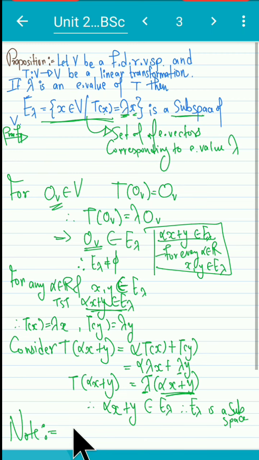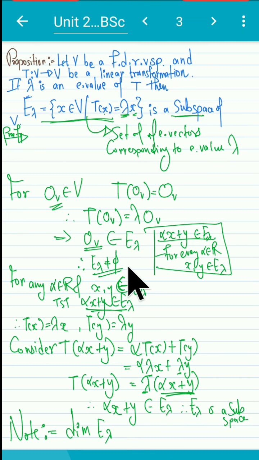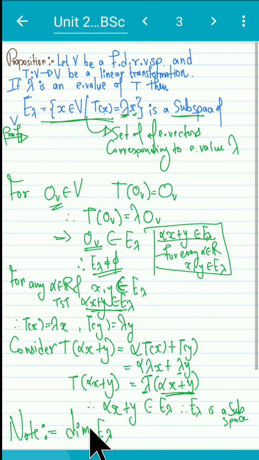Okay, so you have to think about the dimension of E of lambda. What will it be? Since it is always a non-empty set, since 0v is always an element of it, my dimension of E lambda cannot be 0, correct? Since we know that the dimension of an empty set is 0, the dimension of a non-empty set must be at least 1. Hence, my dimension of E of lambda must be greater than or equal to 1. It could be 1, but it cannot be 0. Okay, so this is nothing but the note which will be used later in this chapter and also inside unit number 3. Okay. So this is nothing but the proposition. Just read it once, try to write it on your own.